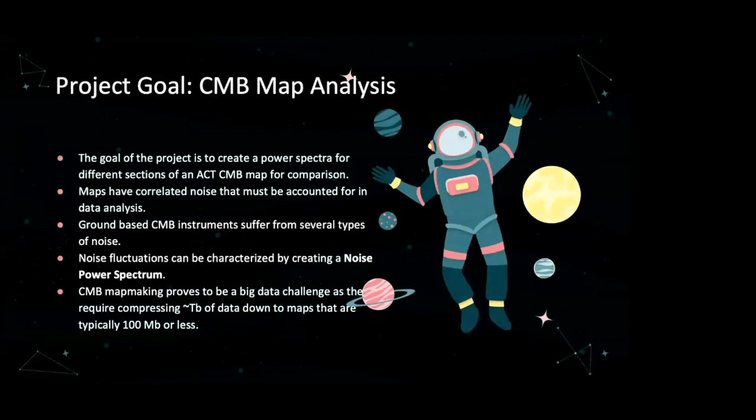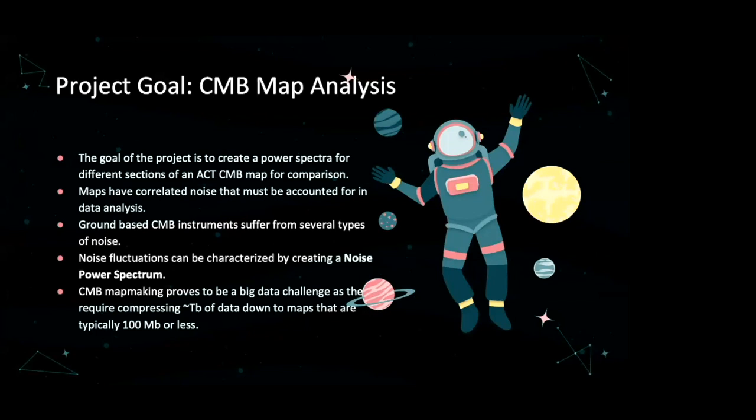So the goal of our project was to characterize noise in different patches of the sky, or different patches of the CMB map. We have correlated noise that we have to account for. We have point sources, we have sky noise, we have instrumental noise. So you really have to take this noise into account so you can have more accurate data for spectra and different things.